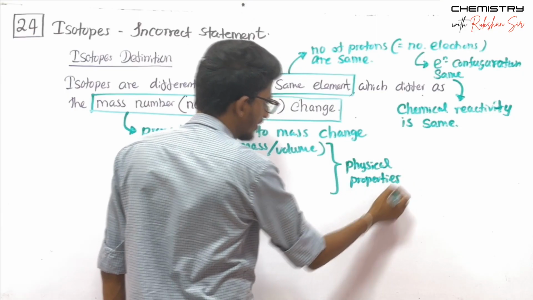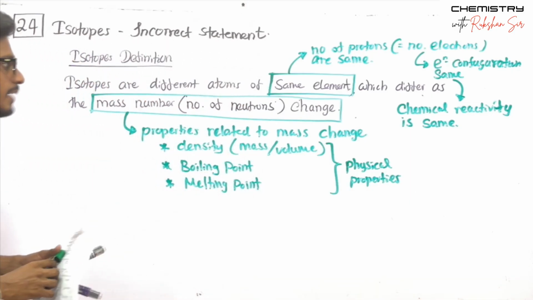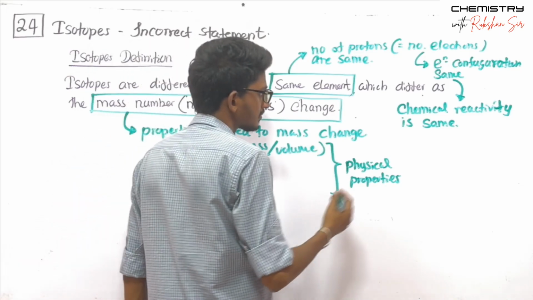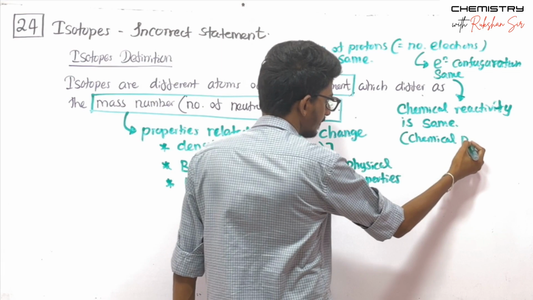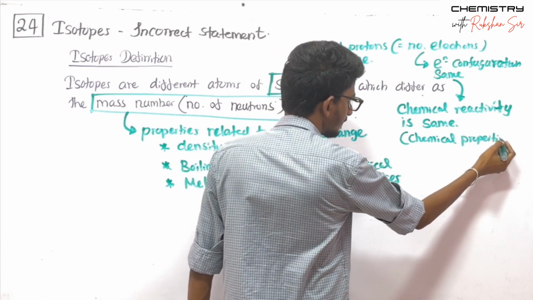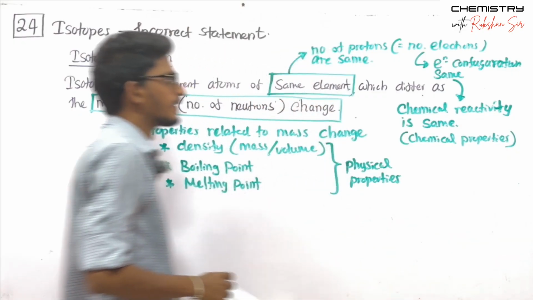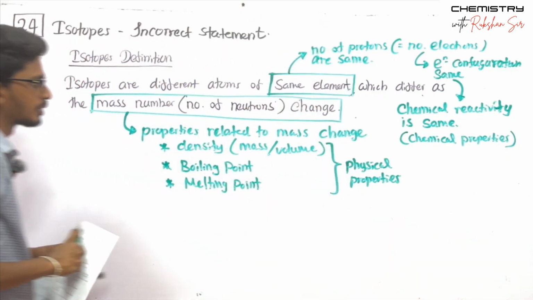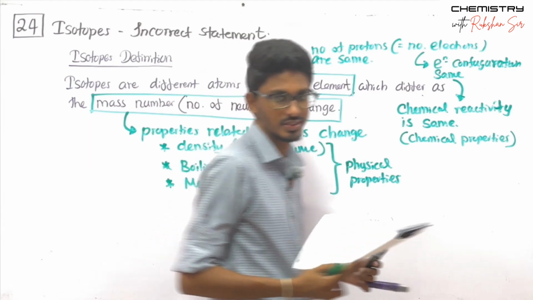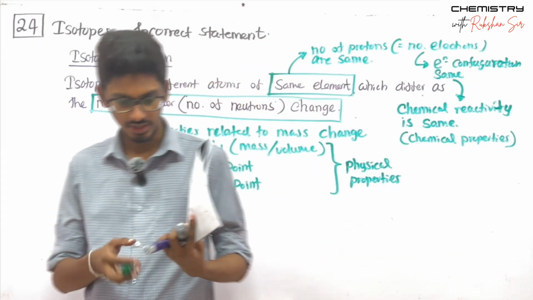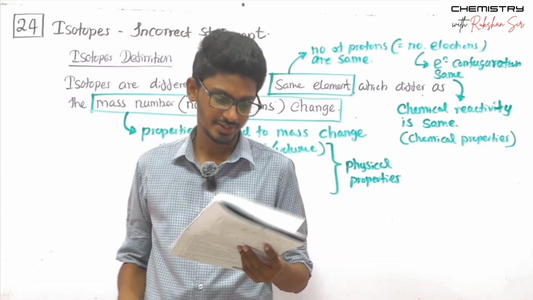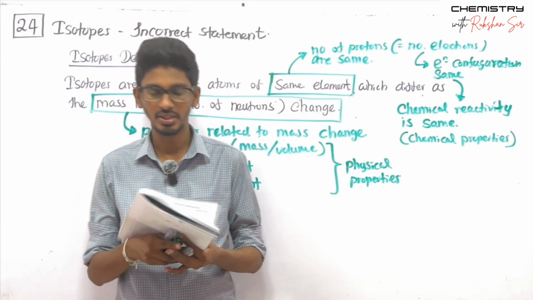So physical properties change while the chemical properties won't change. So these are chemical properties. Chemical properties won't change while the physical properties will change with the isotopes. Right? That is what you should know about the isotopes. Let's go through the statements one by one to come up with the 4 statements there.